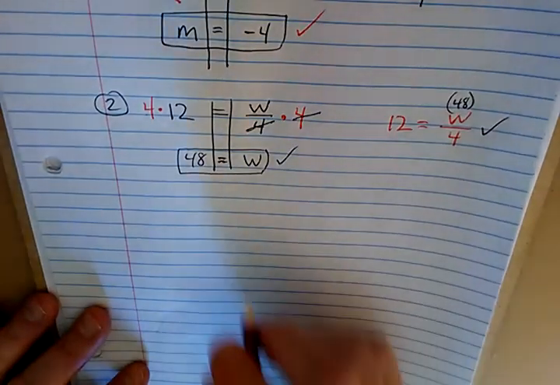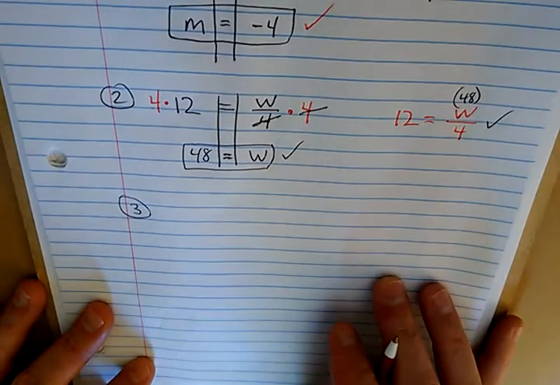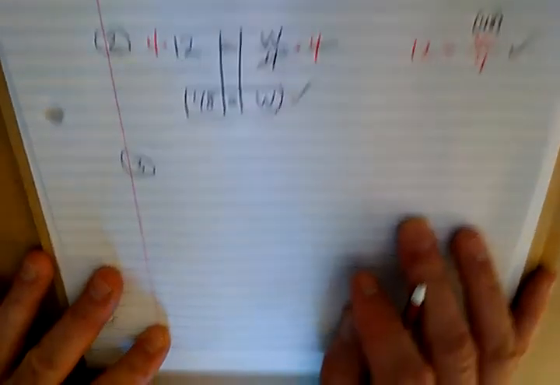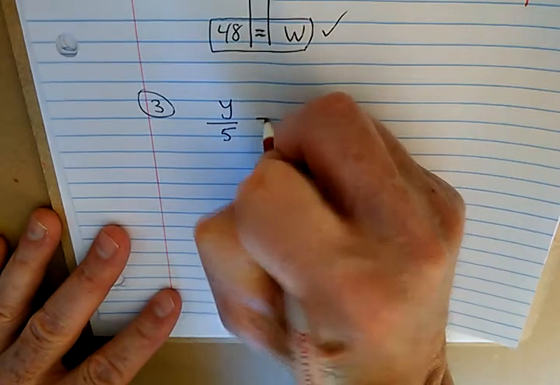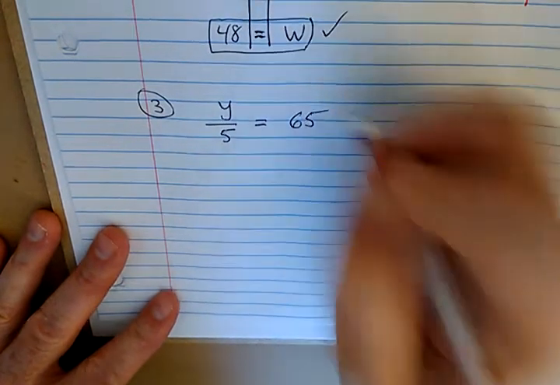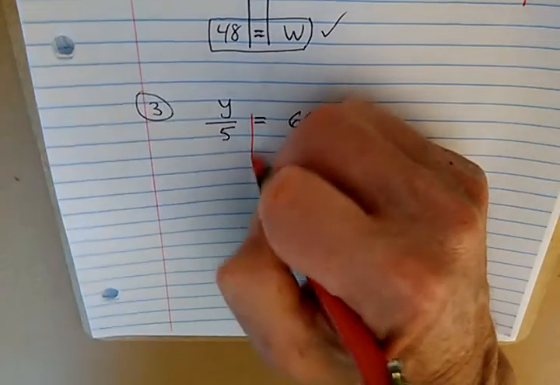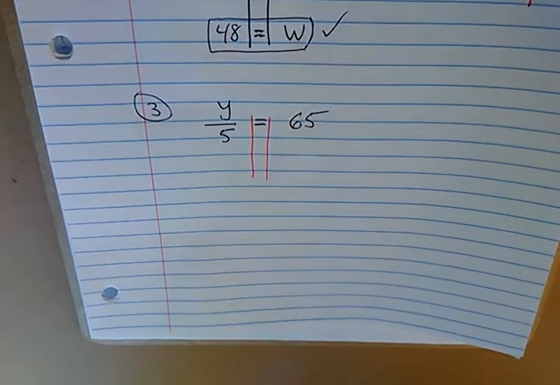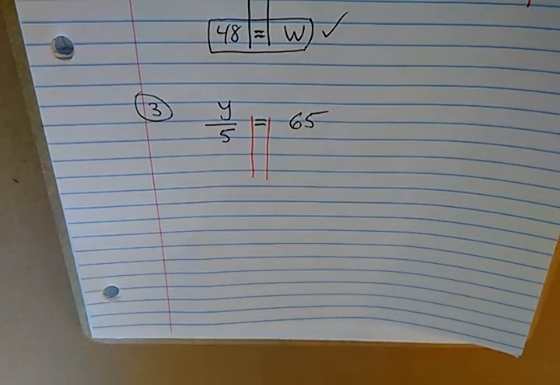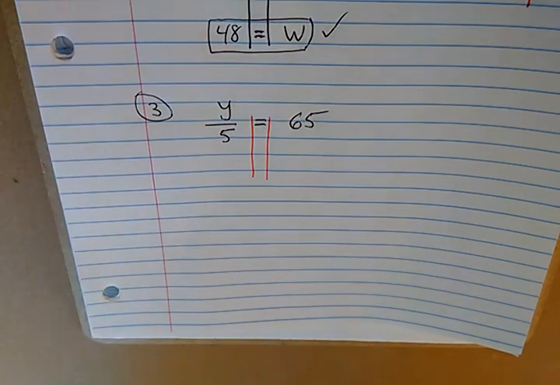Maybe we should do one more problem real quick. Number 3. Let's do y divided by 5 equals 65. Okay, y divided by 5 equals 65. So what I want you to do is try this problem. See if you can think of what is the opposite of divide by 5. Go ahead and figure it out, answer it on your paper while you have the video paused, and then start the video again once you're done. Okay, go ahead.